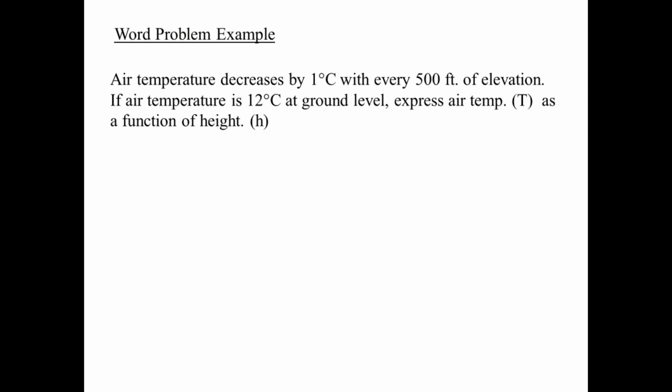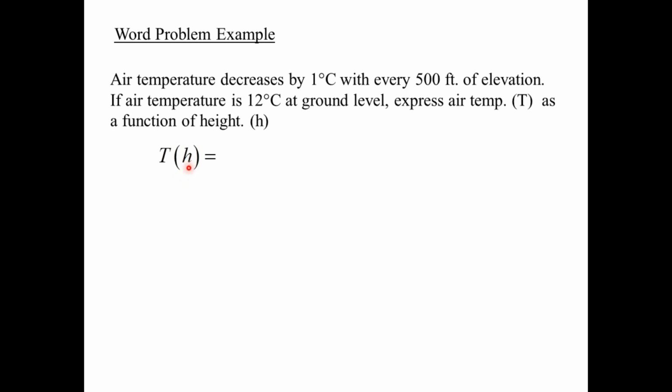A last example where this might be used in real life. Air temperature decreases by a degree for every 500 feet of elevation. So those planes that are flying around at 30,000 feet, the air up there is really cold. If air temperature is 12 degrees at the ground level, express air temperature T as a function of height h. Okay. To get started, we'll say T of h. Kind of reminds you of f of x.